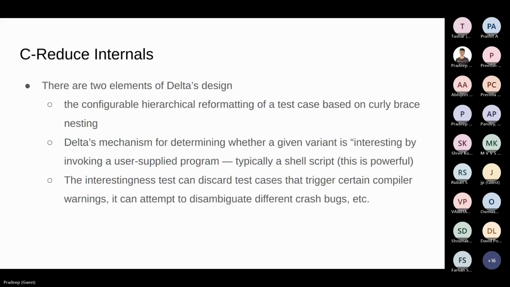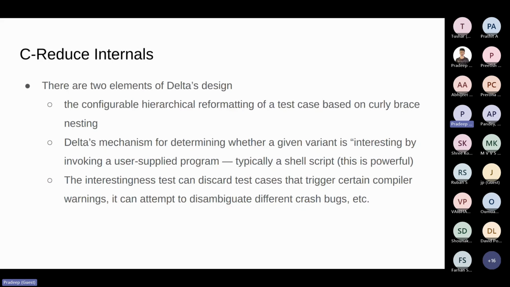Offloading whether a variant of a program is interesting or not to a script is a powerful technique, and they kept that for C-reduce. As you've seen in the demo, there's a hello world.sh bash file that tests whether the output from the program contains the hello string. The interestingness test can discard test cases that trigger certain compiler warnings, and it can attempt to disambiguate different crash bugs.